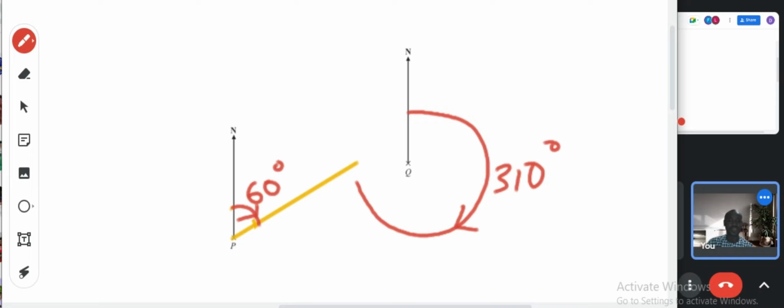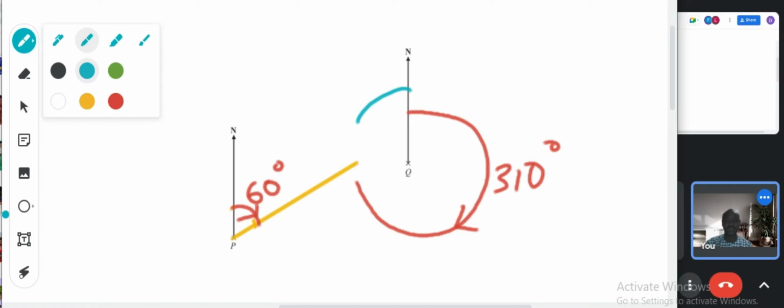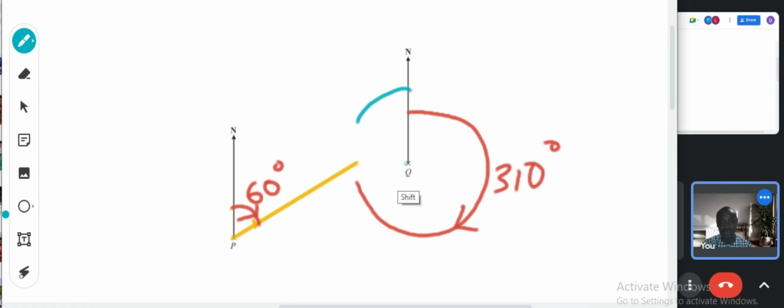Did you get that? So if it is 310 measured clockwise, what should be its value measured anti-clockwise? 50 degrees, right? So it means from Q, you draw a line 50 degrees.